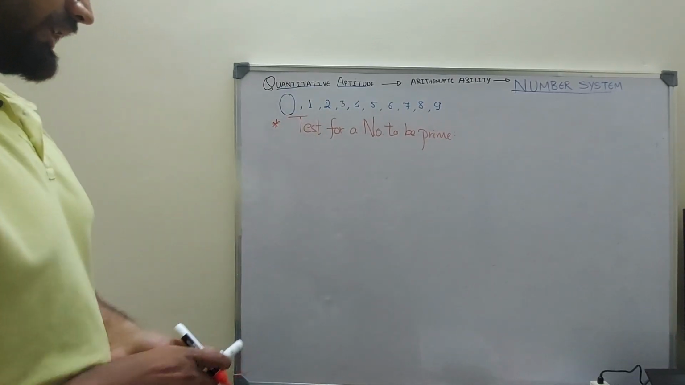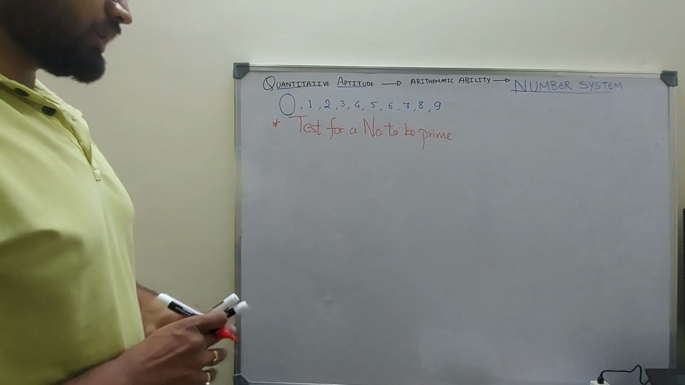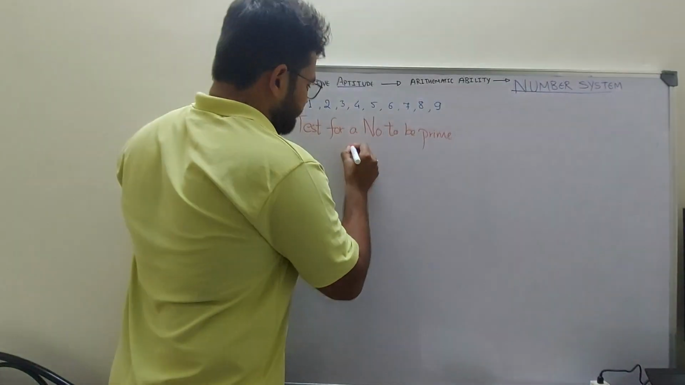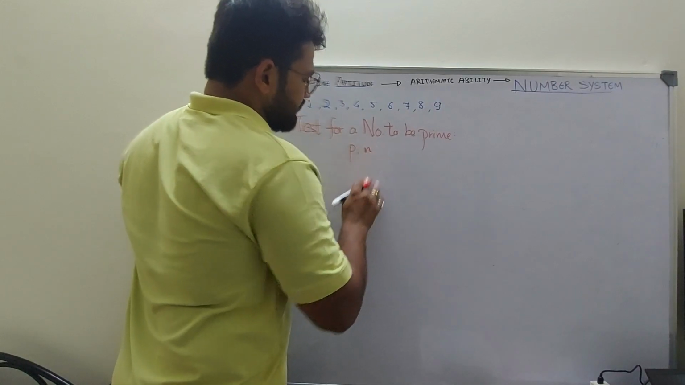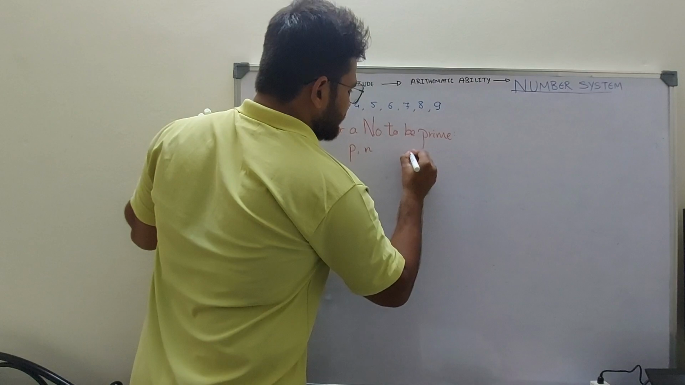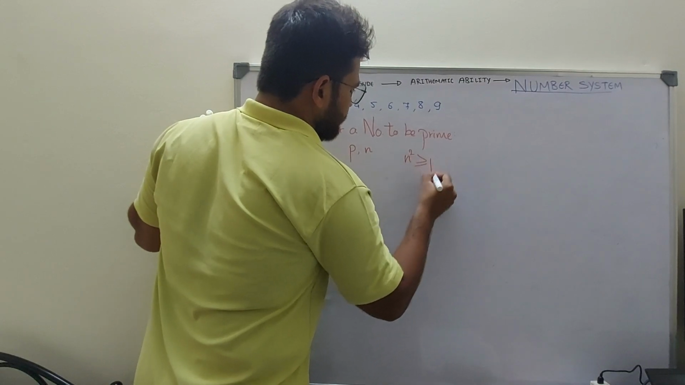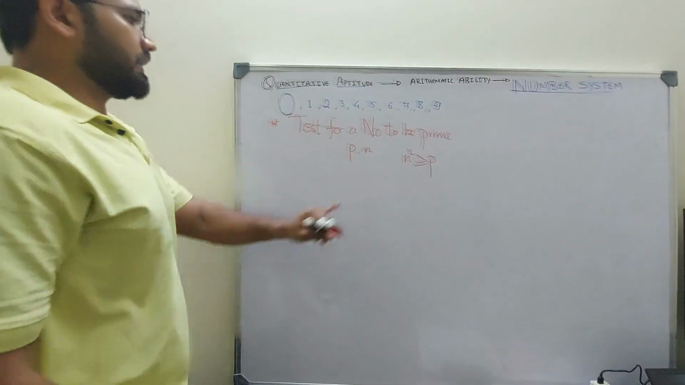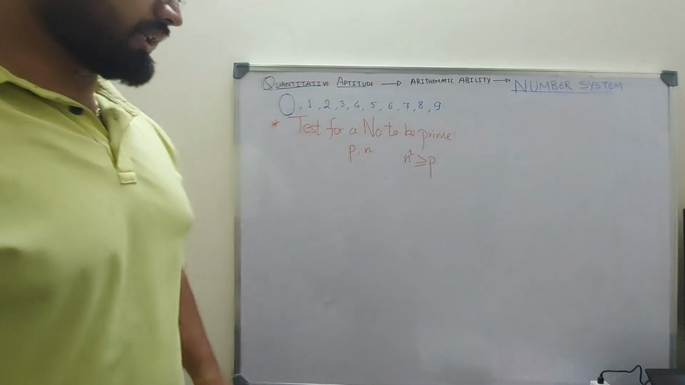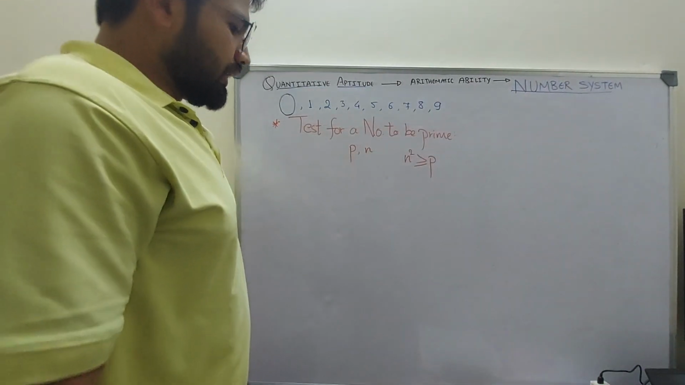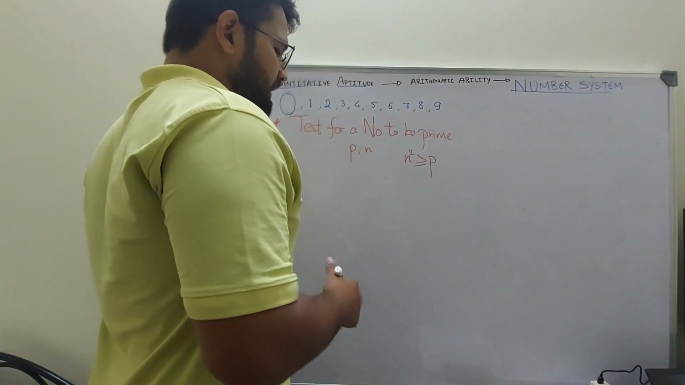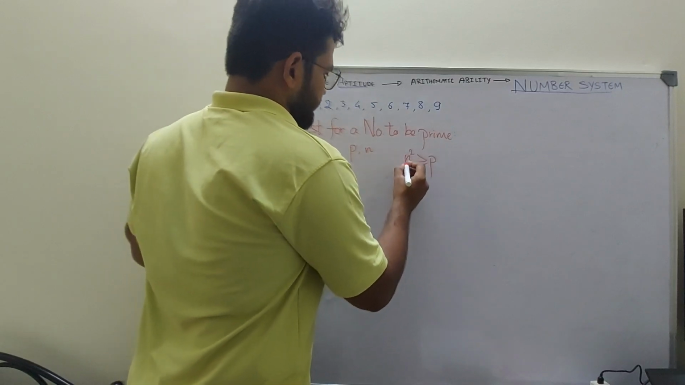So let p be a given number and let n be the smallest counting number such that n square is greater than or equal to p. This is the statement. Now test whether p is divisible by any of the prime numbers less than or equal to n.